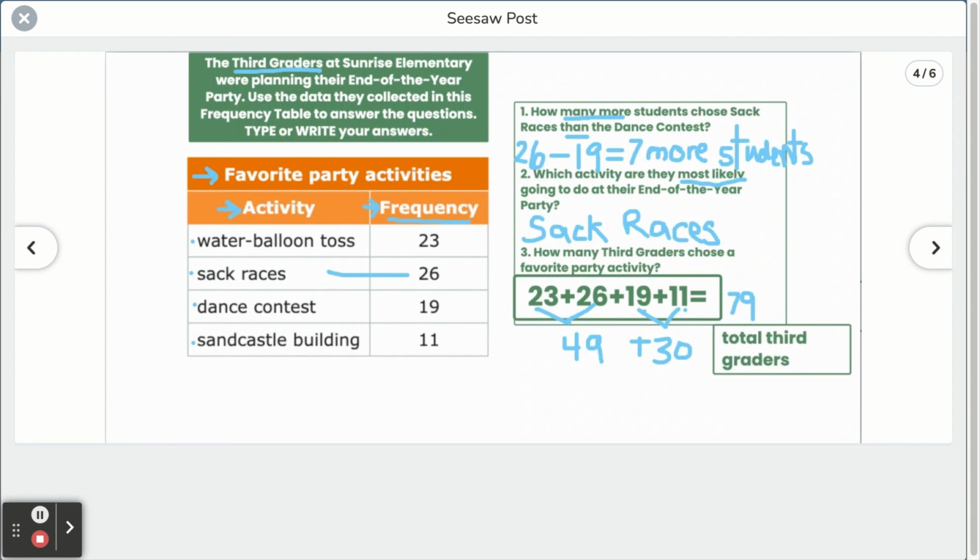So on the next couple pages, you'll be using data from the frequency table to help you answer questions.